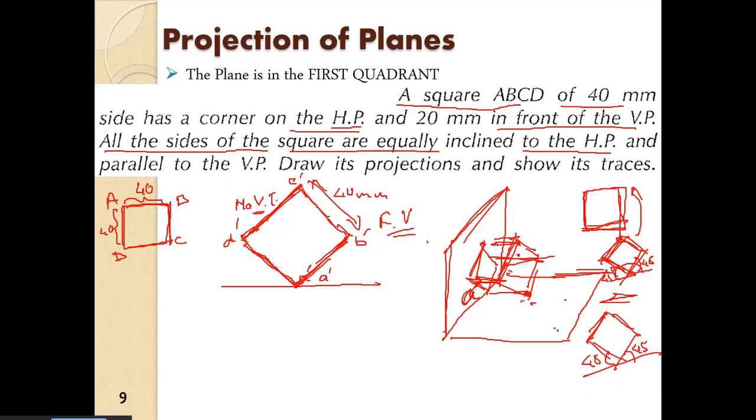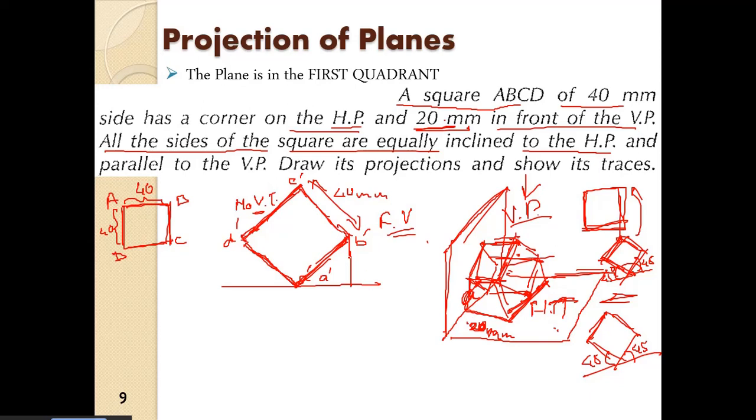In front of the vertical plane, and this is parallel to the vertical plane. Now we have to find out the top view, so the horizontal trace. To draw the horizontal trace, we will draw this line. We will project the point B dash here, and we know that this is 20 mm. It is given here: 20 mm in front of VP.